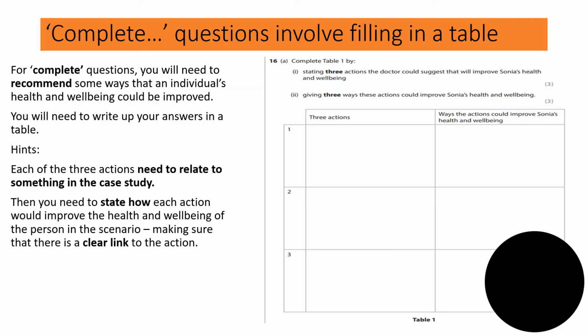In the exam paper, there will be a complete question, which will involve you having to fill in a table. So for complete questions, you'll need to recommend some ways that an individual's health and well-being could be improved. So you'll be given a scenario. You'll be asked to write up your answers in a table. Each of the 3 actions need to relate to something in the case study. Again, you can't make it up. You must use information that has been provided to you. Then you will need to state how each action would improve the health and well-being of that person in the scenario, making sure that there's a clear link between the action and the ways the actions could improve their health and well-being.